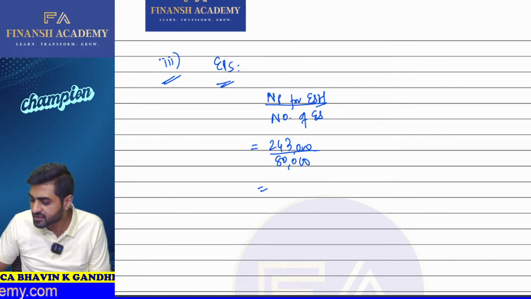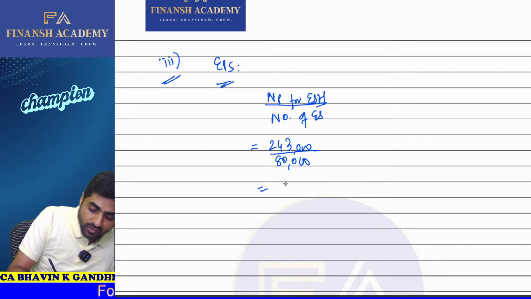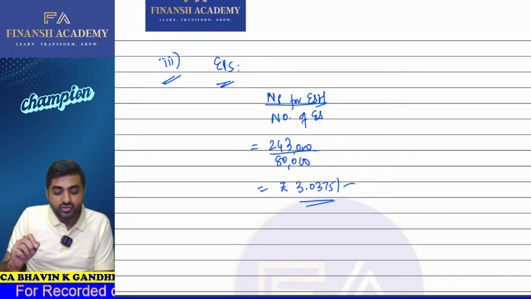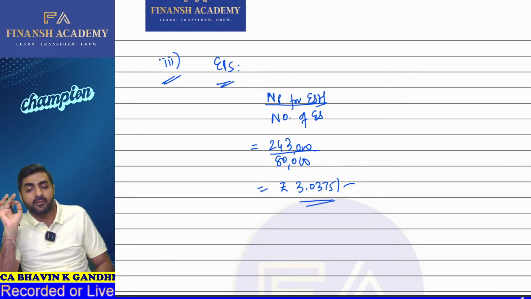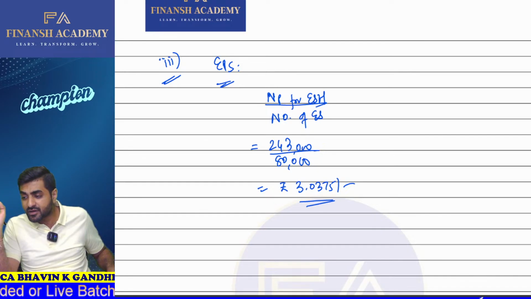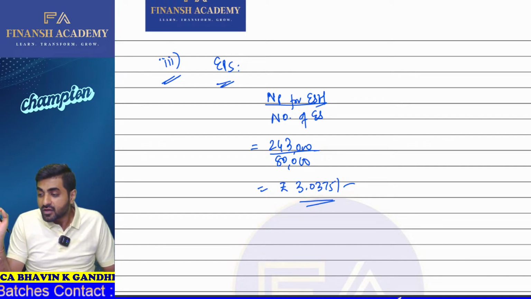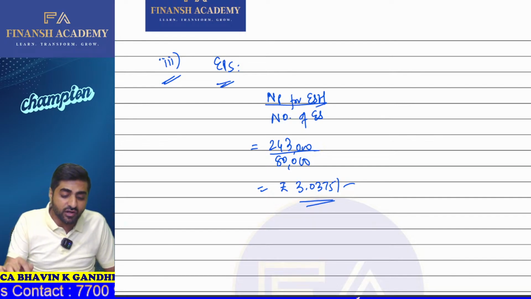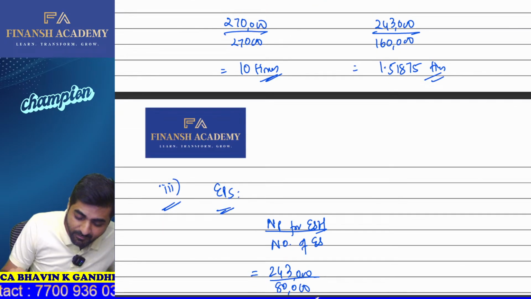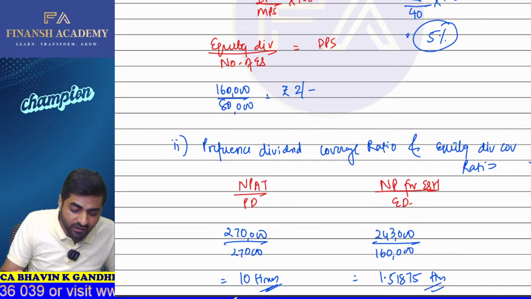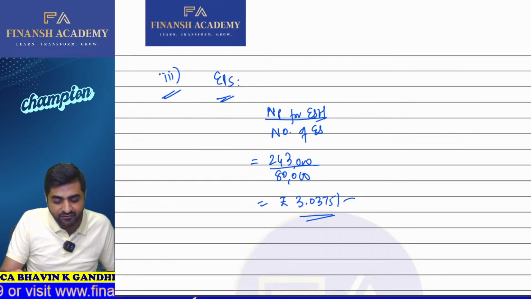So 2,43,000 divided by 80,000 will give you rupees 3.0375. So now we also have the earning per share available, and that earning per share is nothing but 3.0375. We have your EPS, and also the preference dividend coverage ratio and the equity dividend coverage ratio, everything else we have calculated.